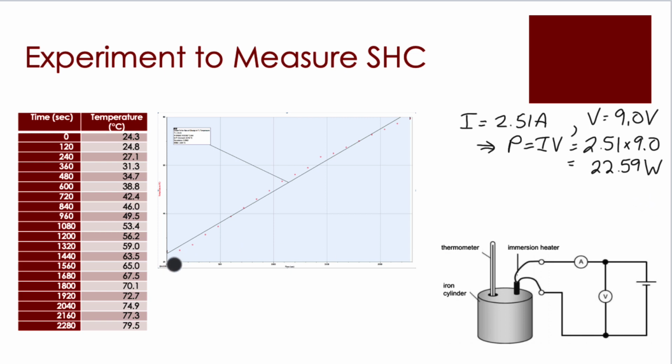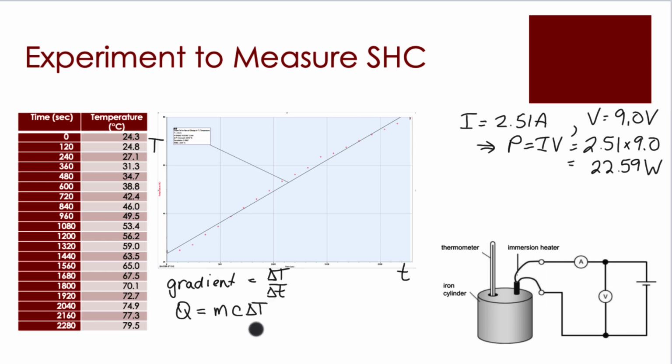Now you can see here I've got time on the bottom, I've got temperature on the side, and I have a steady increase. So in this case, my gradient is going to give me the change in temperature over the change in time. So how does this relate back to specific heat capacity? Well, we have this equation. Q, which is the amount of heat we're adding in, equals m, the mass of the iron cylinder in this case, c, the specific heat capacity we're looking for, times delta T, which is the temperature change.